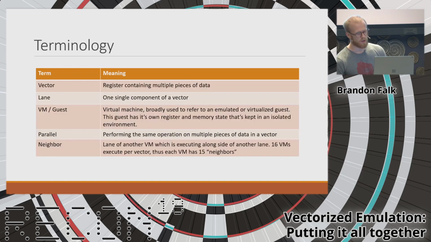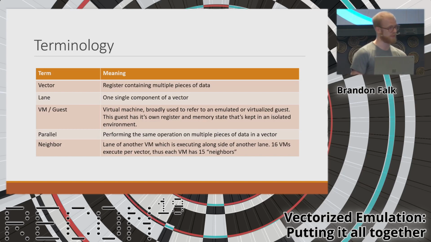So one of the things that we need to get on the same page about is I'm going to talk about these lanes in these vectors as if they're VMs. And I'm going to say VM and guest a lot in this talk, and it doesn't really correlate with the standard hypervisor guest model. So I'm adopting that word to talk about something with its own register and memory state.